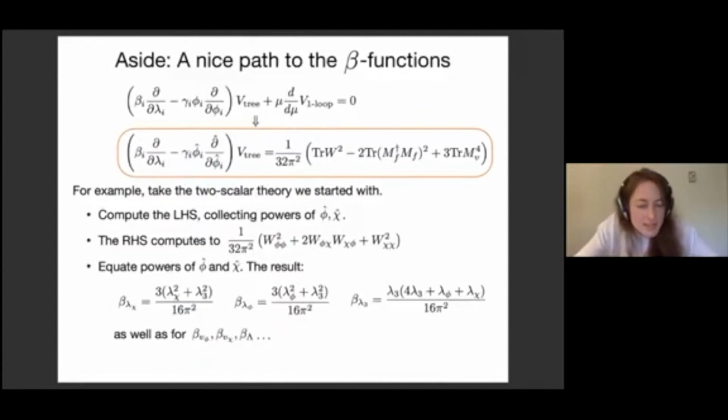I think I had some aside here about beta functions, but it's not really relevant, so feel free to ask me later, but I think I'll skip it right now.